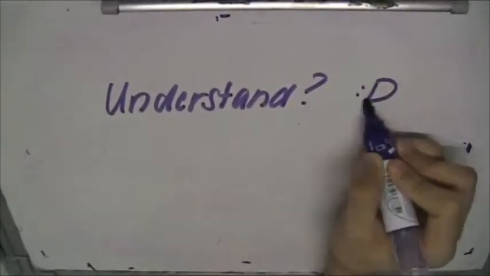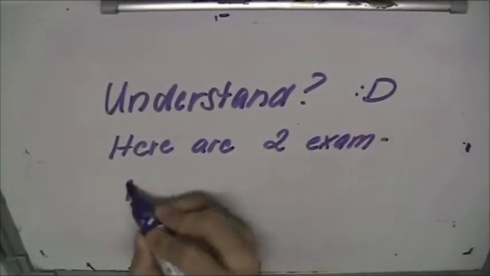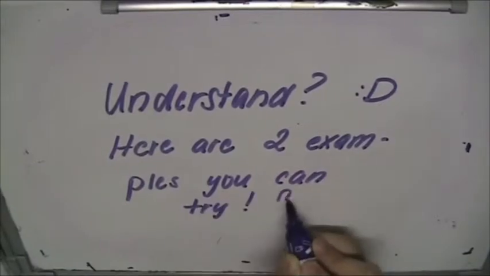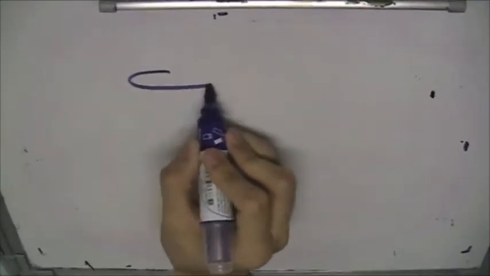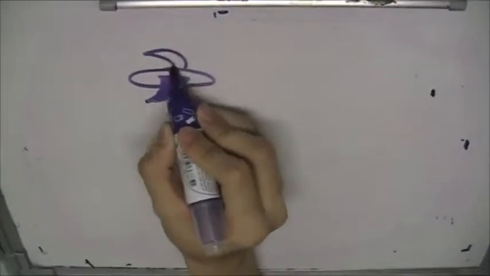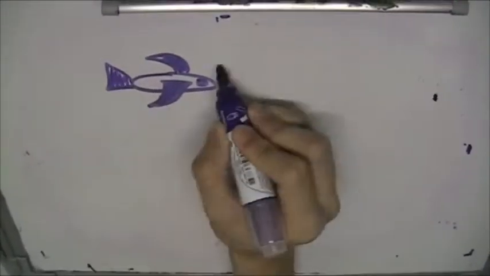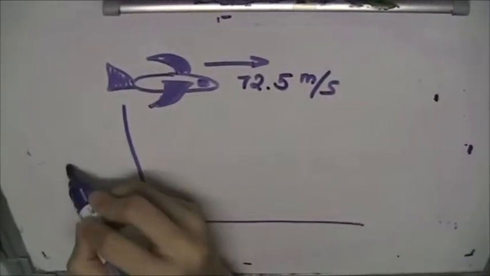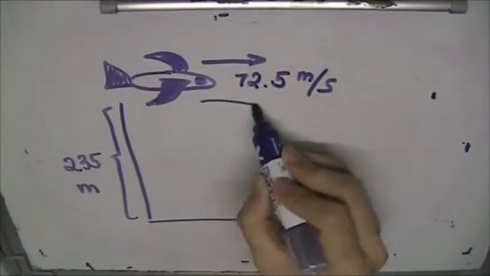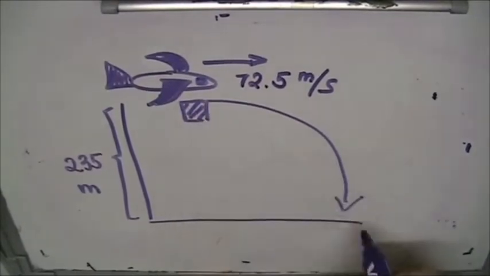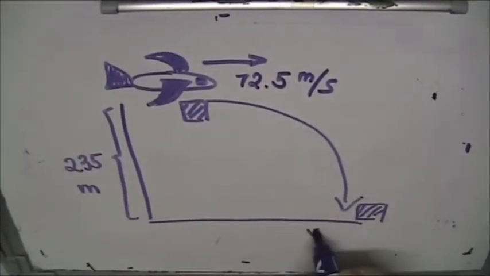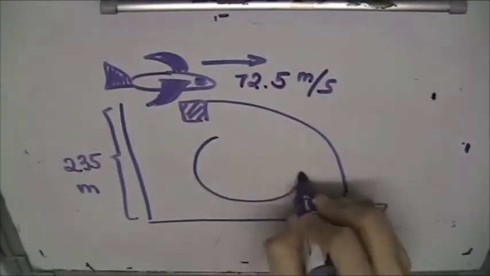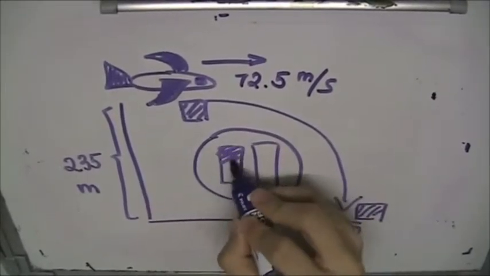Did you understand our explanation? Well, here are 2 examples about projectile motions that you can try. For the first problem, a US military aircraft has been reported to be traveling 72.5 meters on the skies of Iraq, which is 235 meters above the ground. It decides to drop a package to a nearby military camp, and to reach the camp accurately, how far must the plane be before dropping the package?